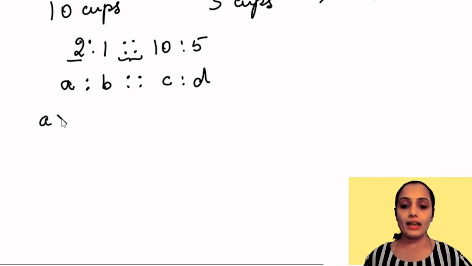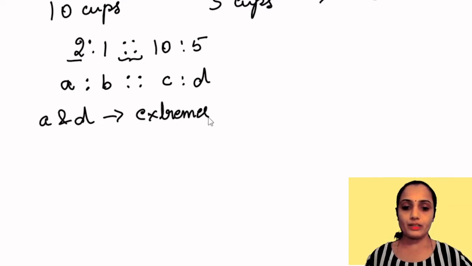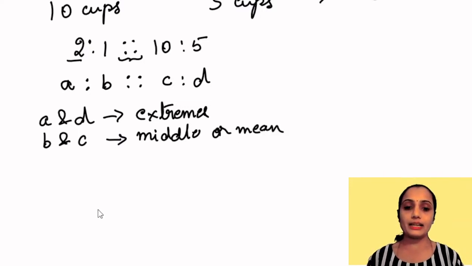So A and D, the two variables which are on the extreme ends, are called the extremes, and the ones in the middle are called the middle terms. We can also call them means or mean, right? So the extreme ones A and D are called the extreme terms, and the center ones B and C are called the mean terms.